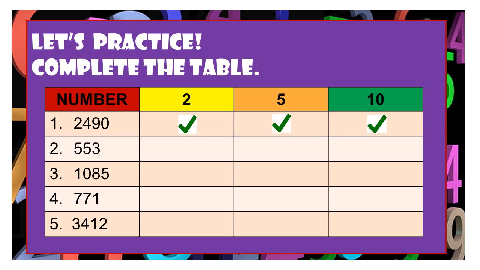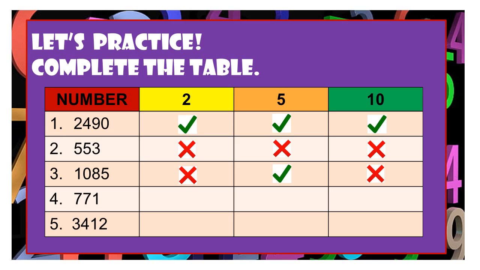What about number 2? 553. Is it divisible by 2? No, it isn't. It is not divisible by 2. How about 5? It is not divisible by 5. How about 10? It is also not divisible by 10. How about number 3? 1085. Is it divisible by 2? No, it is not divisible by 2. How about 5? It is divisible by 5 because the last digit of the number is 5. How about 10? It is not divisible by 10.